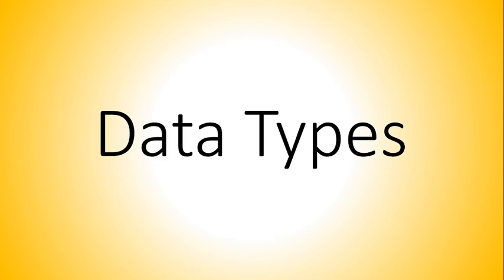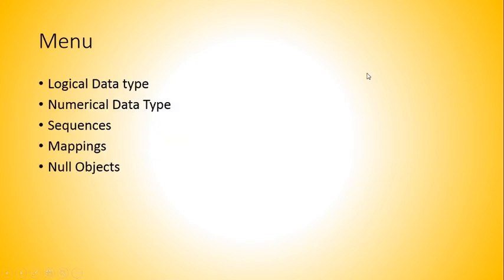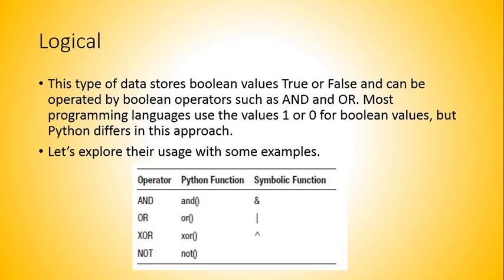Different data types occupy different amounts of memory. It is important to understand your needs and choose a data type accordingly. The data type also determines the accuracy of the answer. We will discuss the various built-in data types in Python in the following slides. Today we are going to discuss logical data types, numerical data types, sequences, mapping, and null objects. So let's move to the first section of today's lecture, which is the logical data type.